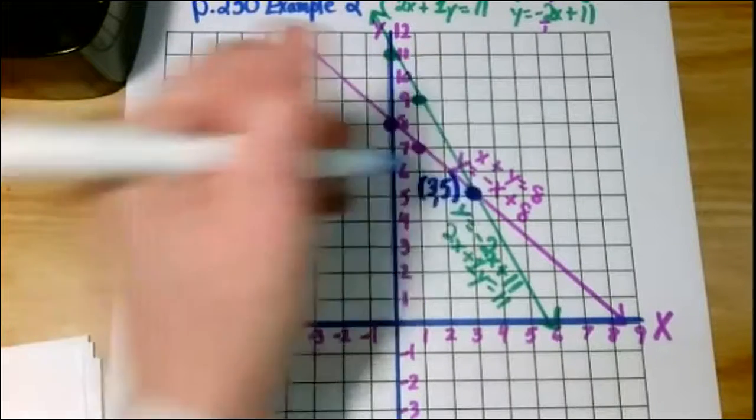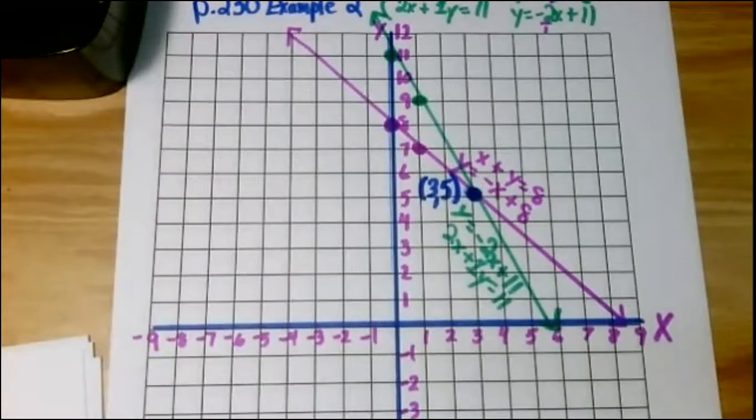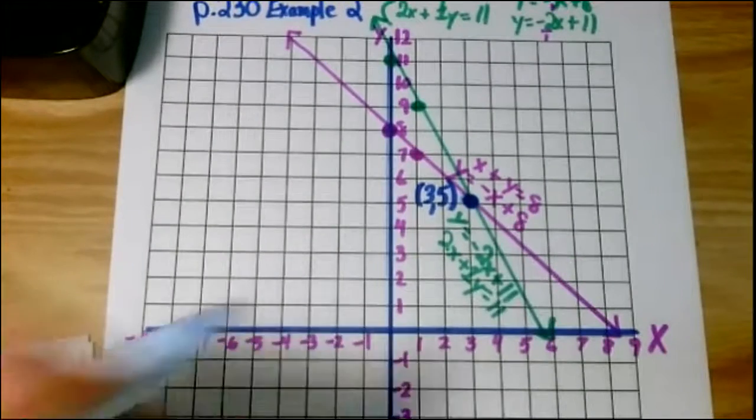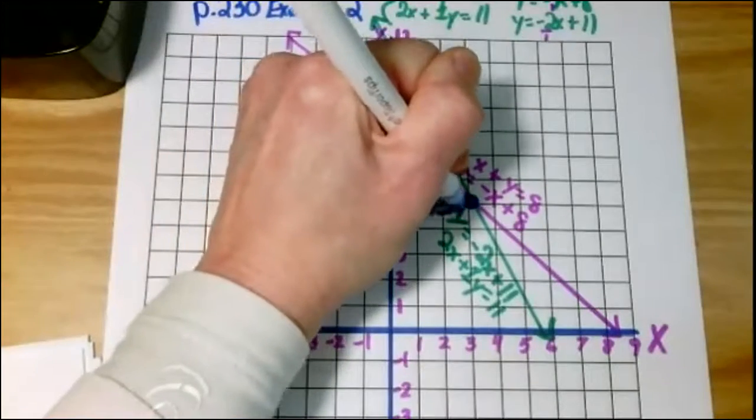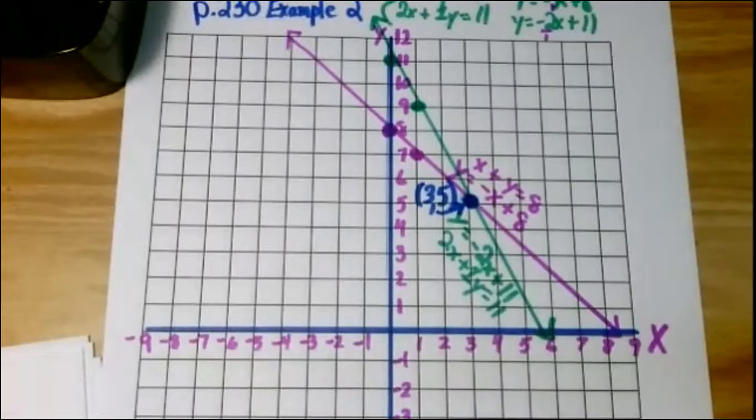Okay. 3, 5 is my point of intersection. So that's this point. If I can somehow, there we go, put a little arrow by it. So that is going to be the solution to my word problem.